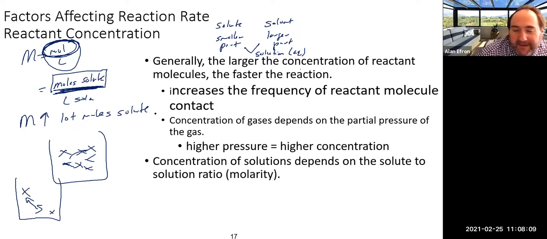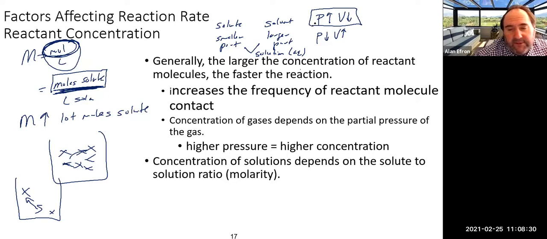In terms of gases, the concentration of a gas depends on the partial pressure of the gas. The higher the pressure, the higher the concentration. Perhaps you remember our good friend Boyle's law: as the pressure goes up, the volume goes down, and vice versa. If we have an increase in pressure, that means we have a very small volume, which means all those gas molecules are close to each other, which allows them to come in contact with each other faster. And that would increase the rate of the reaction.